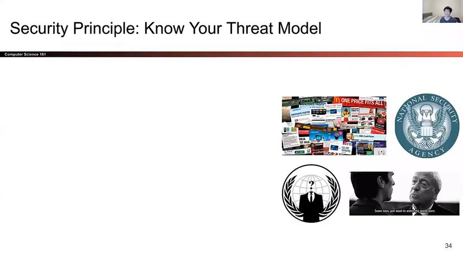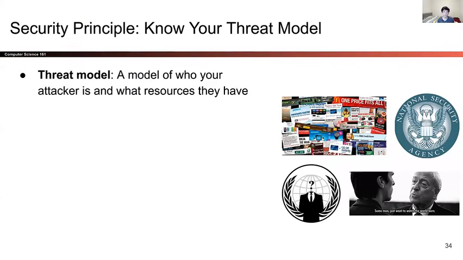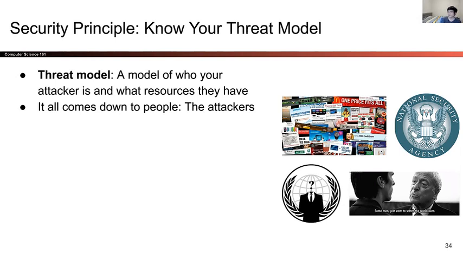And when we're thinking about attackers, we're going to get into this idea called a threat model. A threat model is a model of who your attacker is and the resources they have. Now, this can vary wildly. Maybe my threat model is p01 if I mess up in lecture. Maybe my threat model is the NSA. It really depends. But we're going to come across this theme really often, and it's that it all comes down to people. If there are no attackers, then we don't have a computer security field in the first place because no one's attacking us.